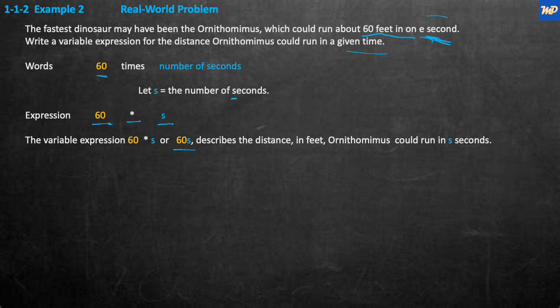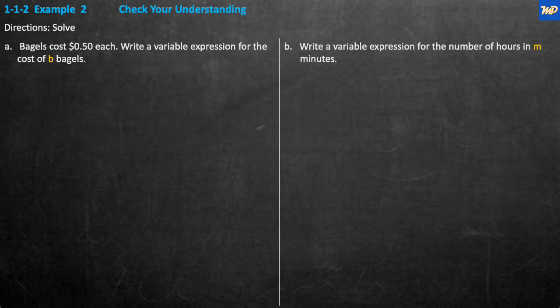Since it's multiplying and it's a variable and a coefficient, we're allowed to touch them like that and not put any operator between them. It's an understood operator, and the operator is multiplication. It describes the distance in feet this ornithomimus could run in s number of seconds. Sorry about that name scrambling there.